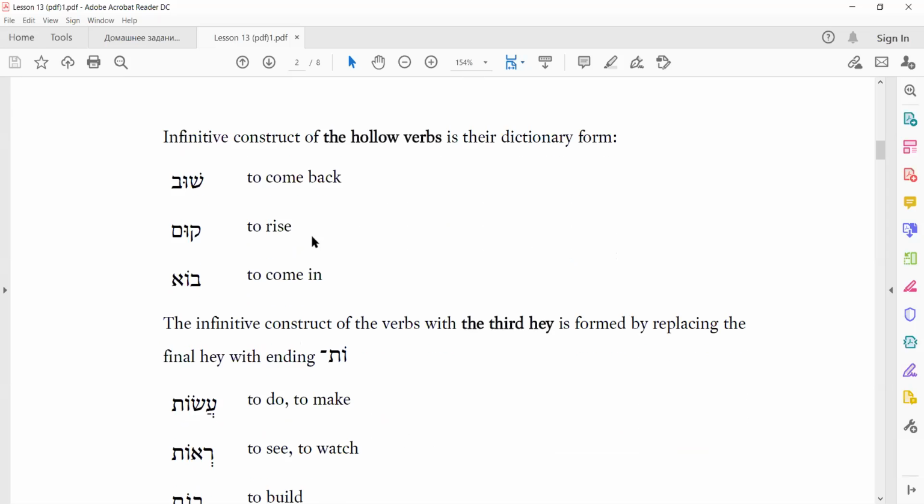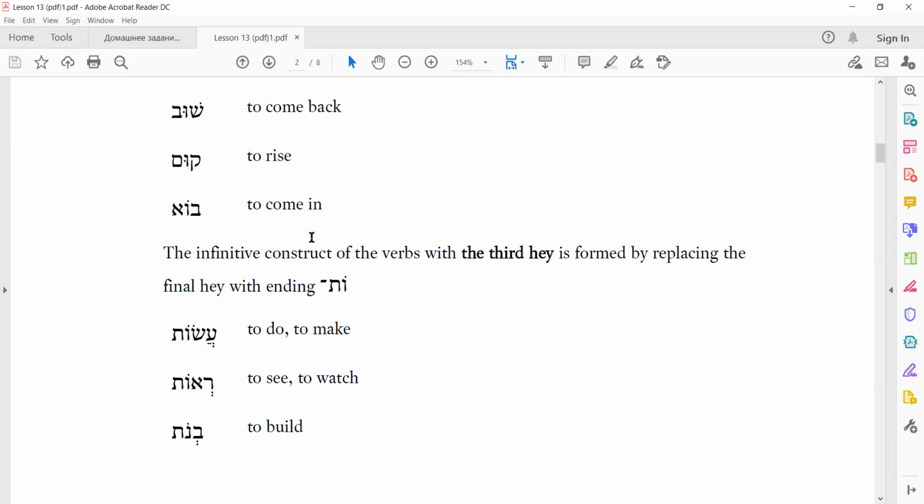And the last group of weak verbs is the group with the third hey. And they also have some peculiarity, because the third hey disappears. Instead of it, they have the suffix ot. So it looks like they are feminine nouns, plural nouns. Like, for example, asa, infinitive would be asot, ra'a, re'ot, bana, benot. Just pay attention that cholem vav sometimes could be just cholem without vav. So it is also possible.